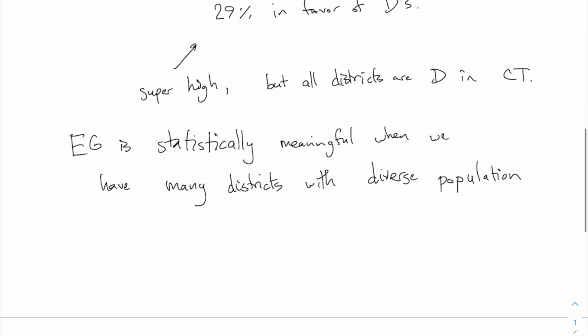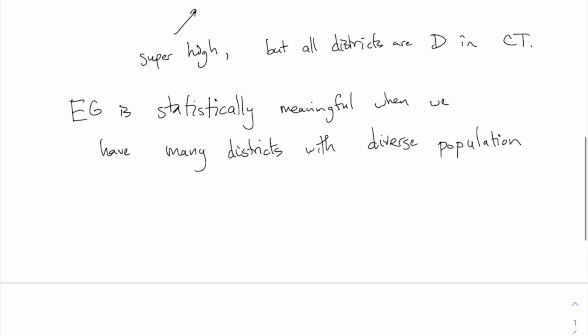This efficiency gap works the best when you have a lot of districts, more than 5. 5 is not really very many. And those districts individually have diverse opinions, so that the D's are going to win some and the R's are going to win some, and then you can analyze the interplay between who's wasting more on either side. It doesn't really work very well with the state of Connecticut map.